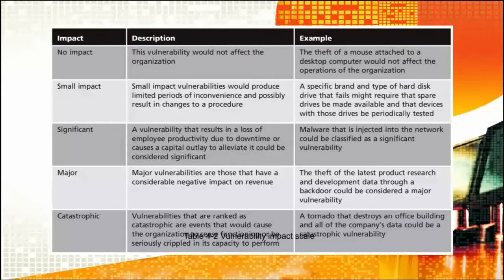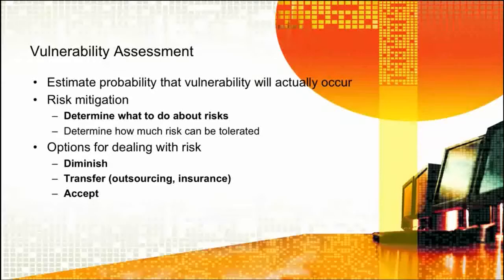When looking at potential impact, you'll look at no impact all the way up to catastrophic impact. This is why it's important to structure them and rank them so you know which assets to expend resources to protect. You'll do this by estimating the probability that the vulnerability itself will actually be realized. Once you can do that, you can then determine risk mitigation. Determine what to do about the risks. Do you diminish the risk, transfer the risk, or just accept the risk?